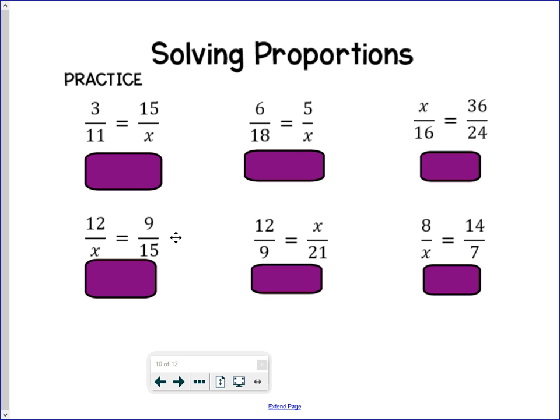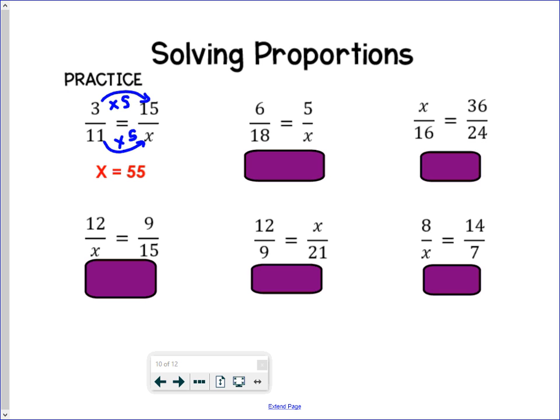So for this one, our relationship is 5. 15 divided by 3 is 5. But I'm going to be going towards the x. So I want to go this way. I want to go towards the x. So if I'm starting at 3 and I want to get to 15, I'm going to do 3 times 5, which is equal to 15. And I'm going to do that same thing at the bottom to get to the x. So I'm going to start at 11, and I'm going to times that by 5 to get to x. So my answer will be 55.